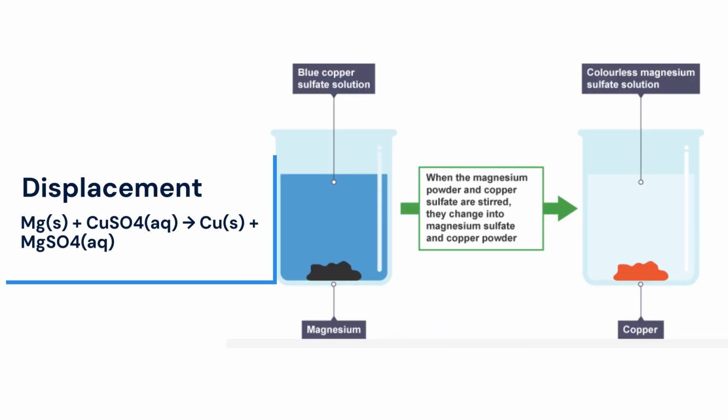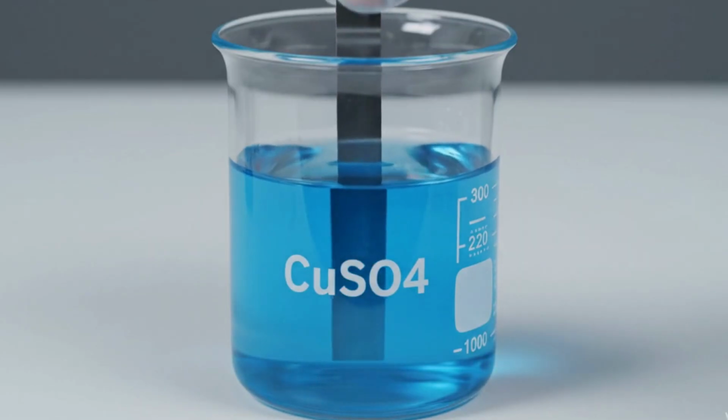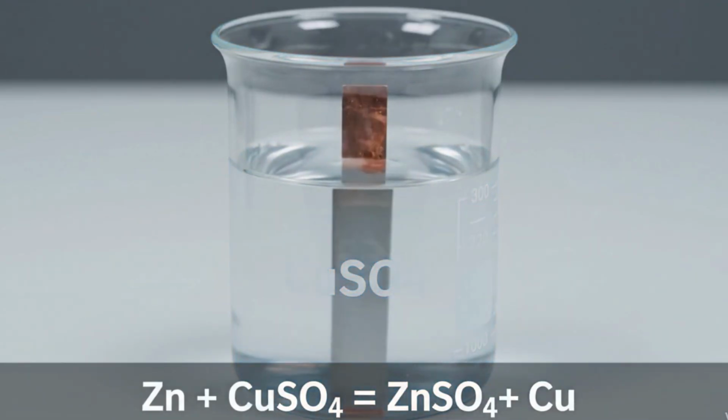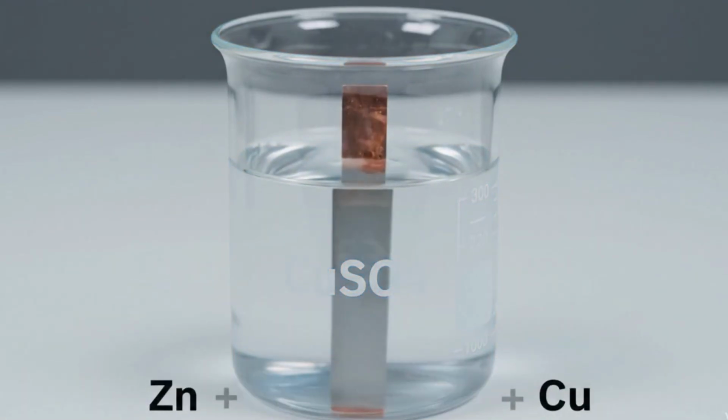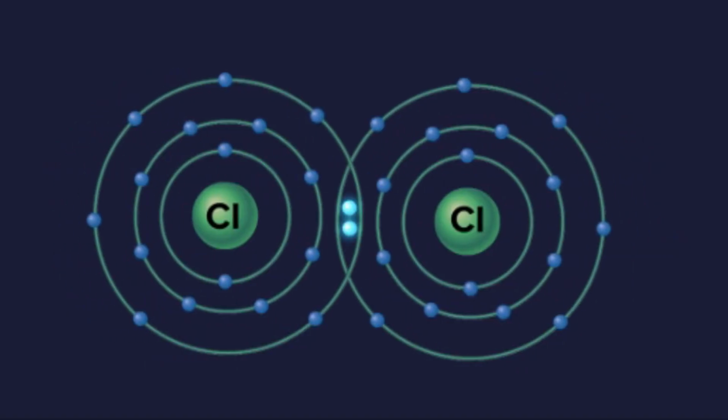A more reactive metal can displace a less reactive one from its salt solution, such as in the reaction where zinc reacts with copper sulfate to form zinc sulfate and copper, where zinc, being more reactive than copper, replaces it from the solution. In contrast, the chemical properties of nonmetals are shaped by their tendency to gain or share electrons.